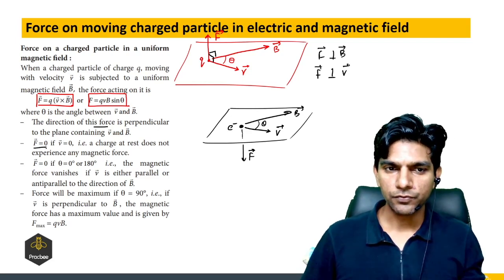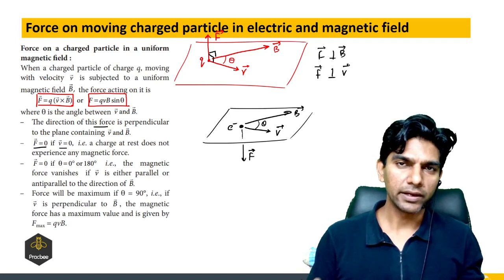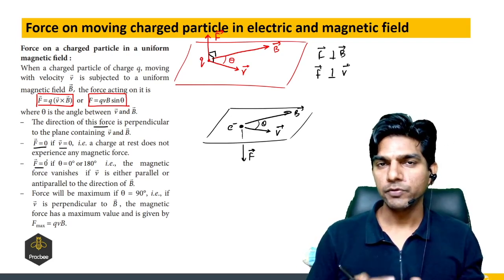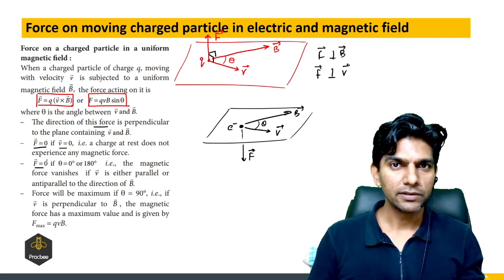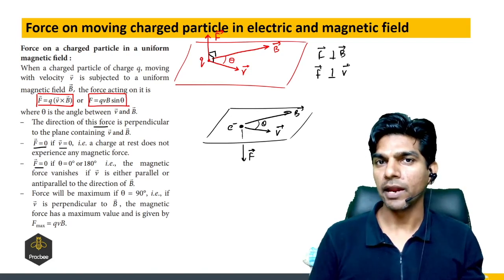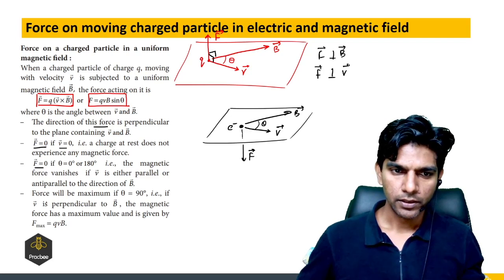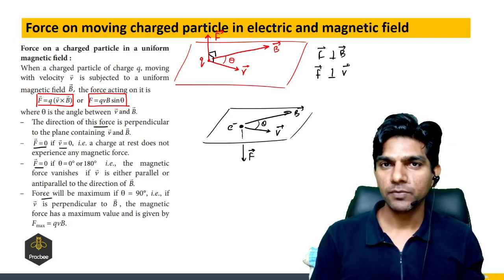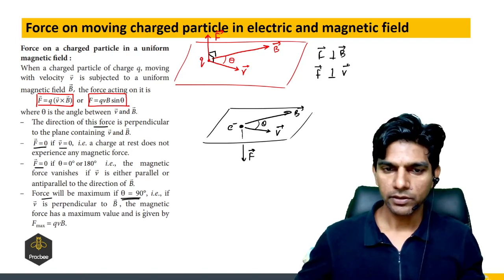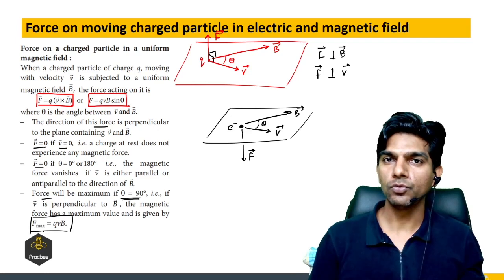If velocity is zero, that is, if the particle is not moving, there will be no magnetic force. And force will be zero if the angle between the magnetic field and the velocity vector is 0 or 180 degrees. Or you can say when velocity is parallel or anti-parallel with respect to the magnetic field, the force will be 0. And the force will be maximum when the angle is 90 degrees, right? So in that case, we'll get the maximum force, and the maximum value of the magnetic force will be QVB.